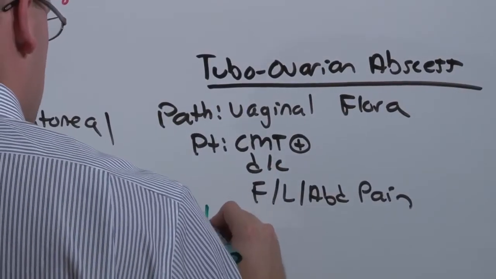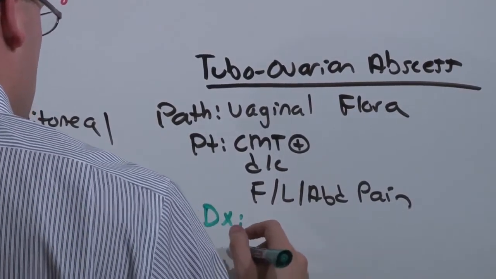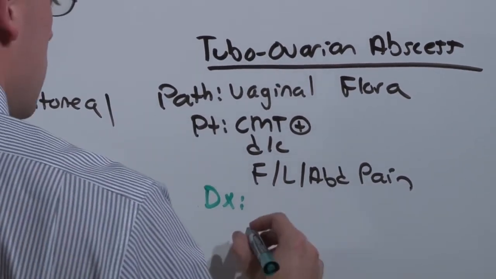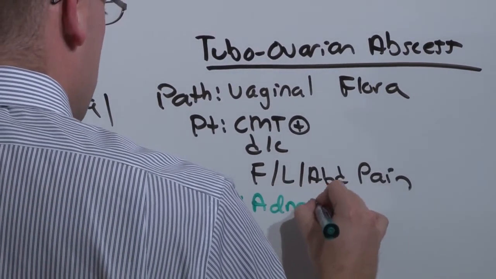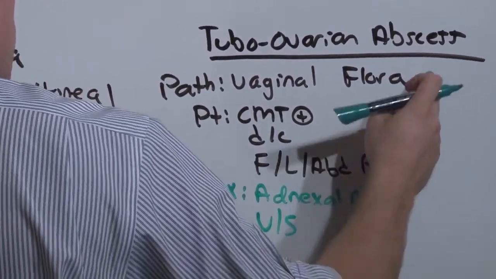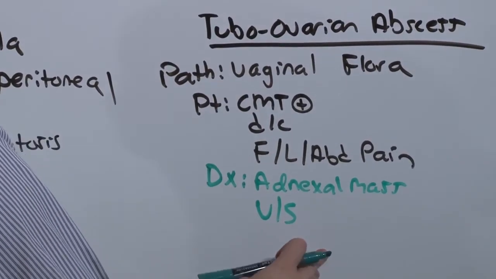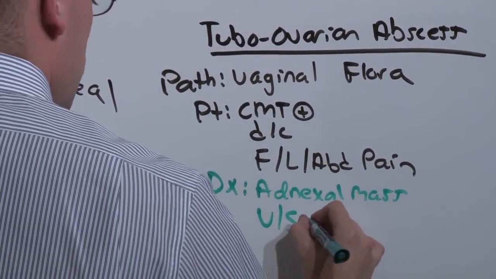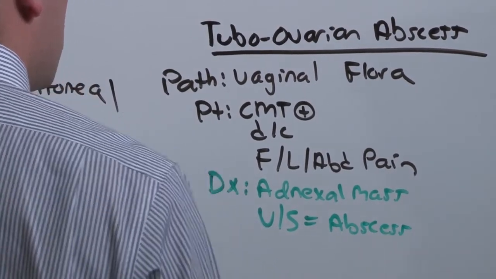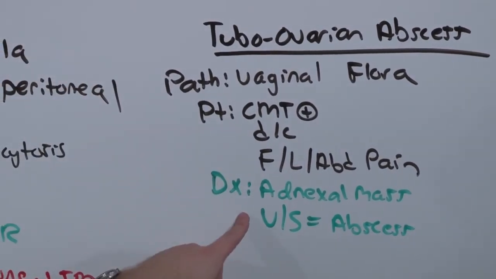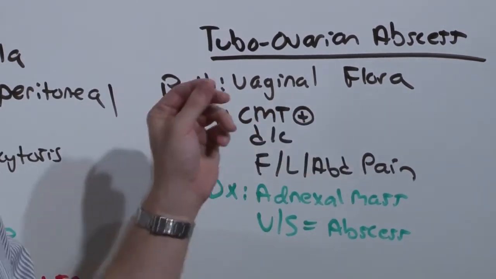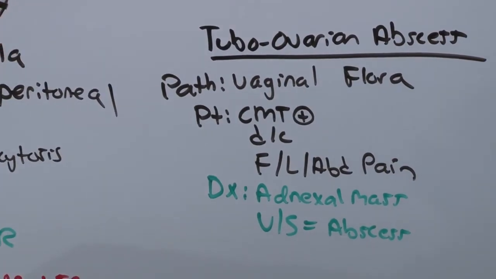The diagnosis is made by feeling an adnexal mass. It's more than just cervical motion tenderness. So when you find the adnexal mass, you get the ultrasound. Tubo-ovarian abscess is covered in the lecture of adnexal masses. The ultrasound will be complex and show you the abscess. The difference in presentation being the presence of the adnexal mass. The pathology being different in that it's now vaginal flora that have gained access to a sterile environment.